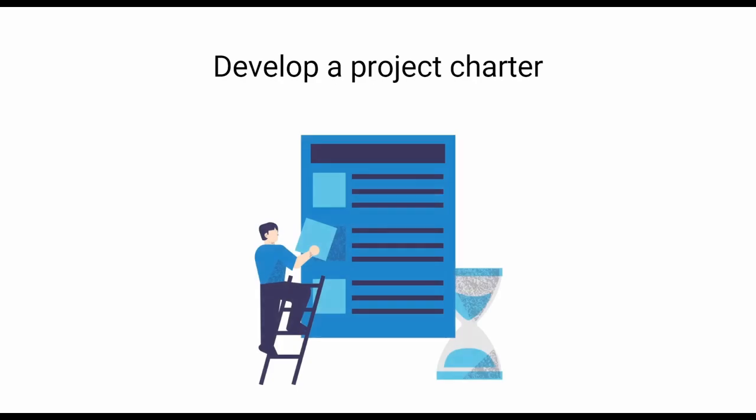The first process in project integration management is to develop a project charter. This involves defining the project scope and objectives, identifying stakeholders, and obtaining authorization to start the project.